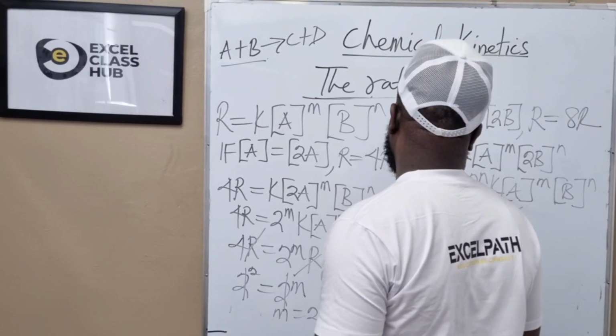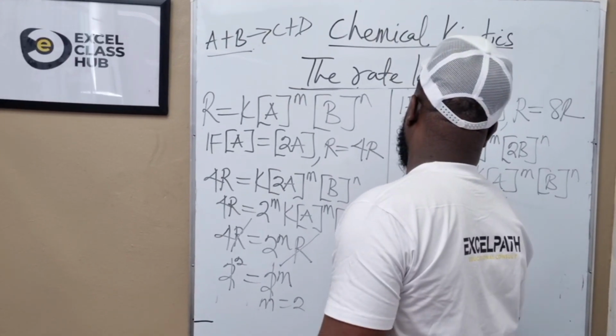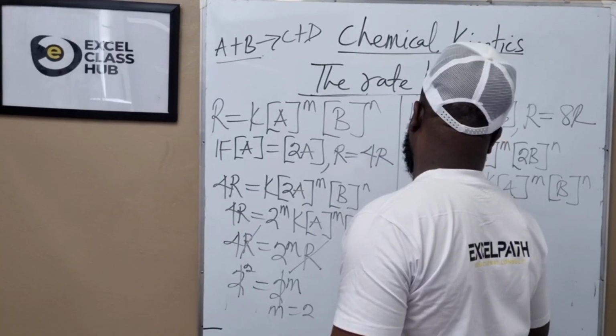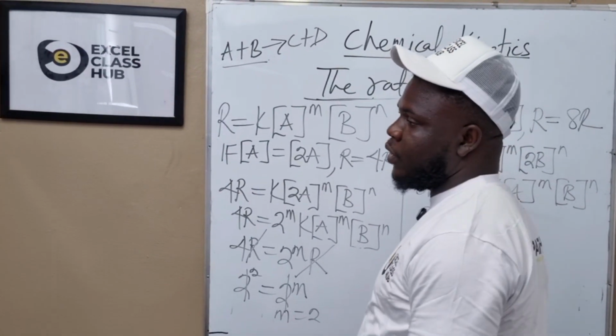R cancels R. Again, let's ensure that they have the same base. 8 is the same as 2 raised power 3. So 2 raised power 3 is equal to 2 raised power N. 2 cancels 2. N is equal to what? 3. N is equal to 3.